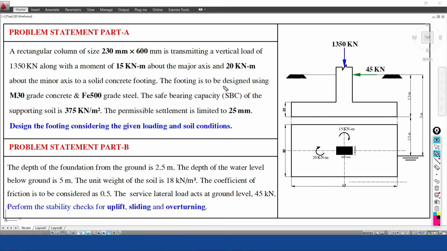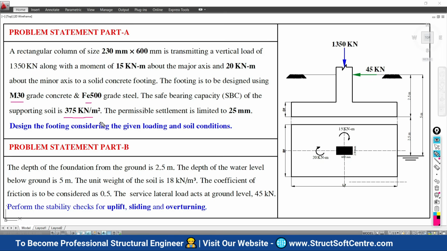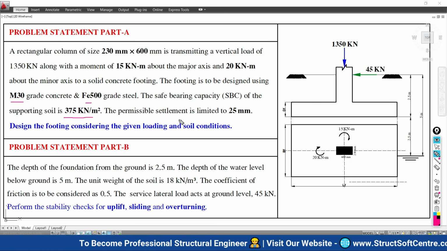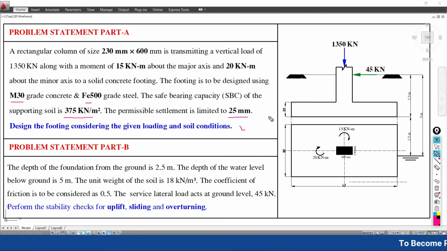The footing is to be designed for materials of M30 grade concrete and Fe 500 grade steel. The safe bearing capacity of the soil is given as 375 kN/m². The permissible settlement is limited to 25 mm. We have to design this foundation for the given data and soil condition. This is the responsibility to do.